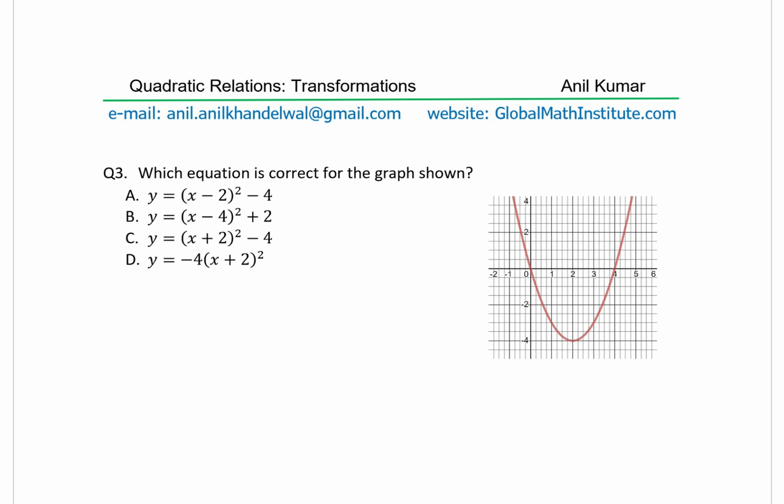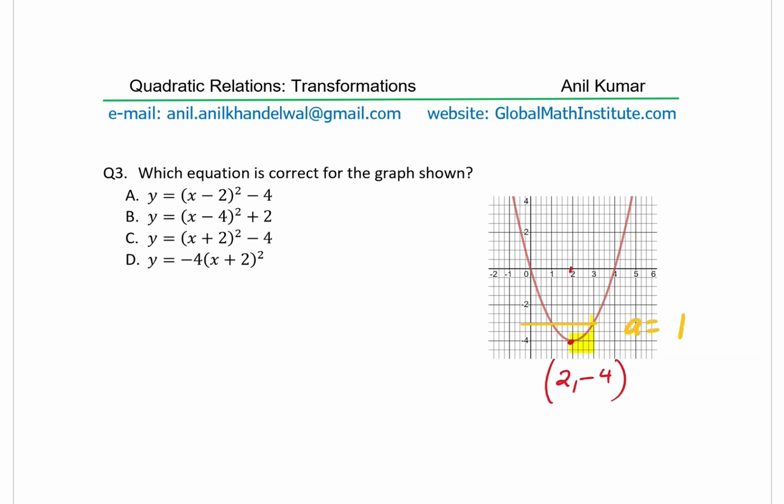Question number 3. Which equation is correct for the graph? So what will you look into? First point is the vertex. So the vertex is at, from here, this is 2, right? The y value is -4. So that is your vertex. Second thing which you have to see is that from 2, if I move 1 unit right or left, how much up do I go? So from -4, I am going to the point which is 3, -3, right? So we are going up by 1 unit. So a is equal to 1.